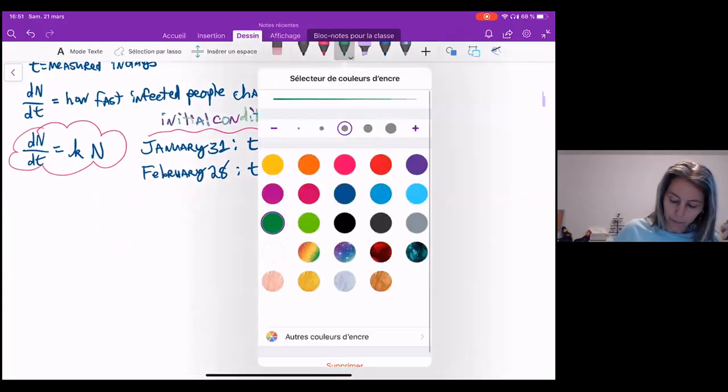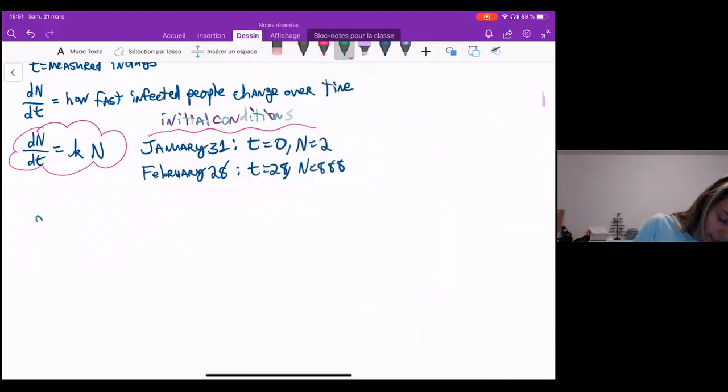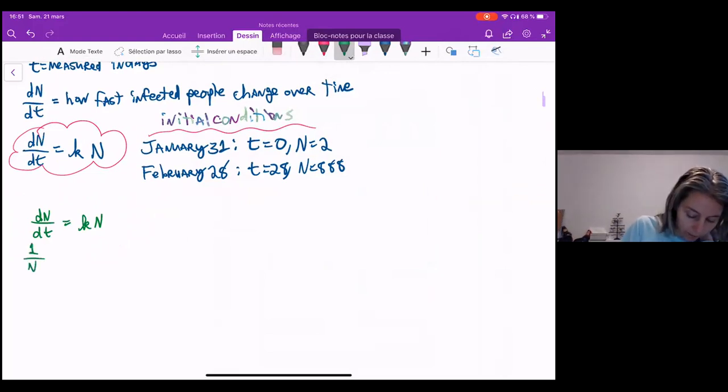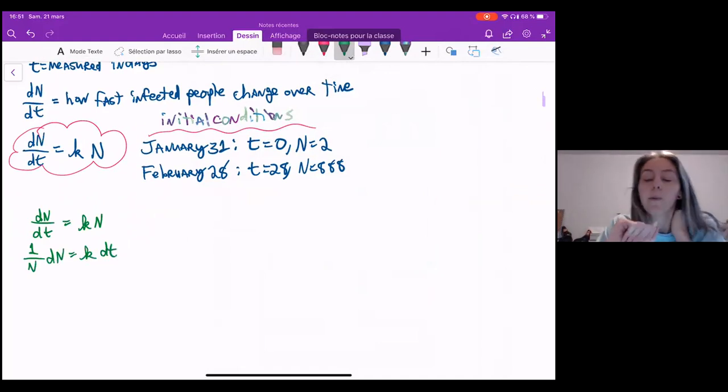So let's do it. We have that dN/dt is equal to kN. I'm going to start off by multiplying the dt over to the right side and dividing the N over to the other side. We get 1 over N dN is equal to k dt. Remember, as much as possible, we want to try to keep the constants over there on the t side. It's going to help make things a little bit simpler later.